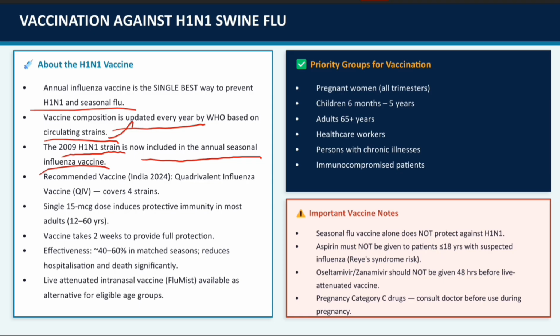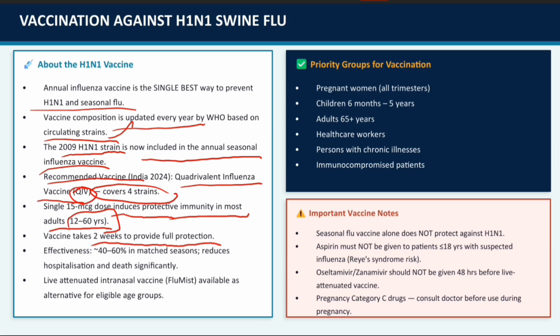Recommended vaccine in India 2004. This is a quadrivalent influenza vaccine, QIV. It covers 4 strains. This is a recent recommended vaccine for swine flu, and a single 15 microgram dose induces protective immunity in most adults and the 12 to 16 years age group. 15 mcg doses required. The vaccine takes 2 weeks to provide full protection. Effectiveness is 40 to 60% in matched seasons, and it reduces hospitalization and death significantly.